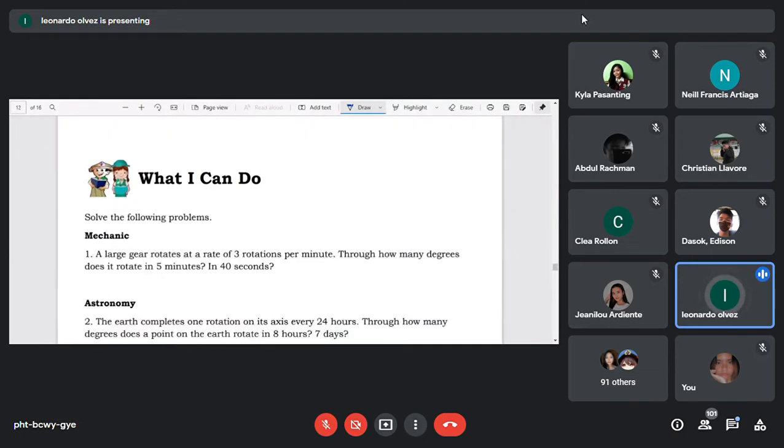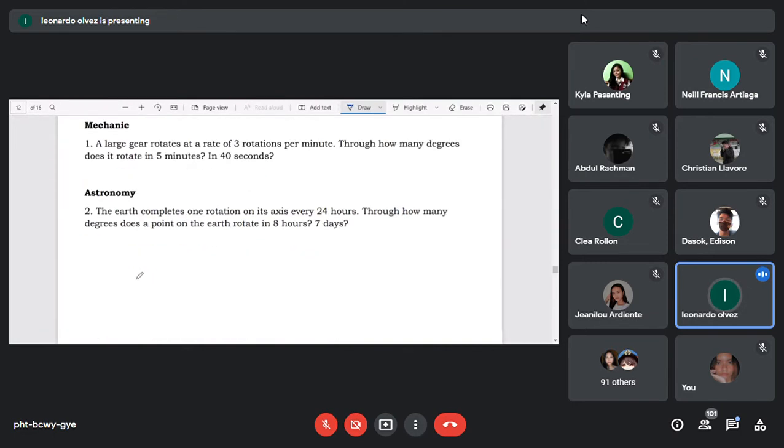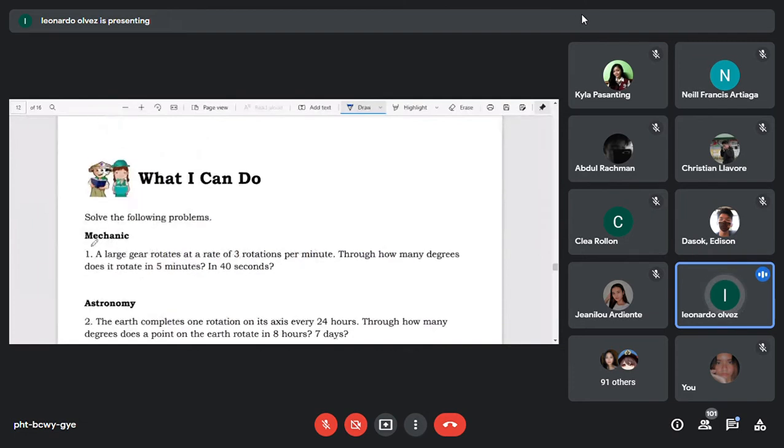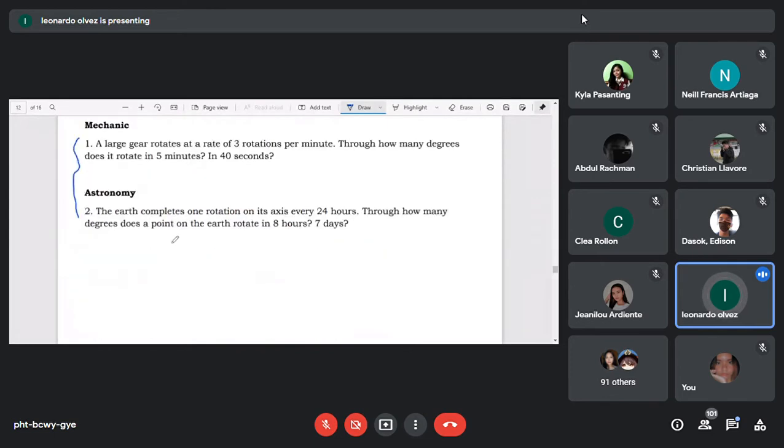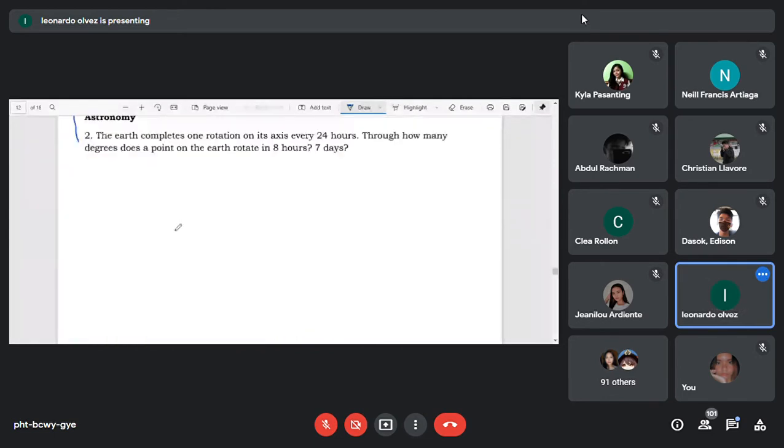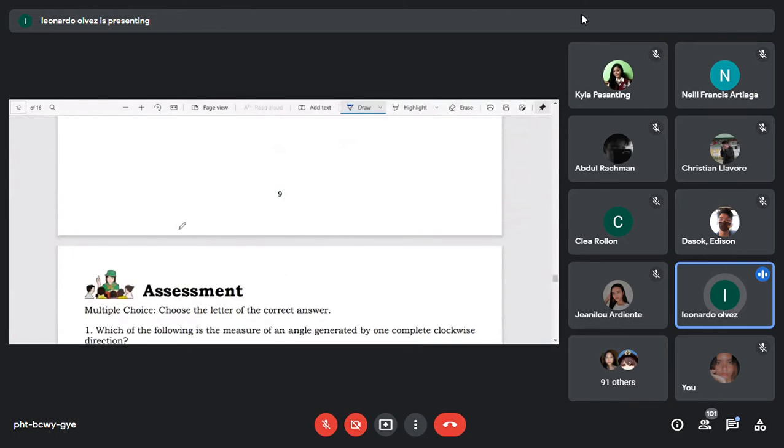Here are some problems. A large gear rotates at a rate of 3 rotations per minute. Through how many degrees does it rotate in 5 minutes? Don't answer these two problems yet, because I will put them in Google Forms, and then it will be the assessment.